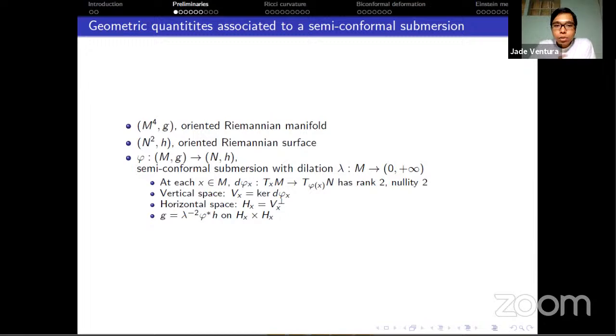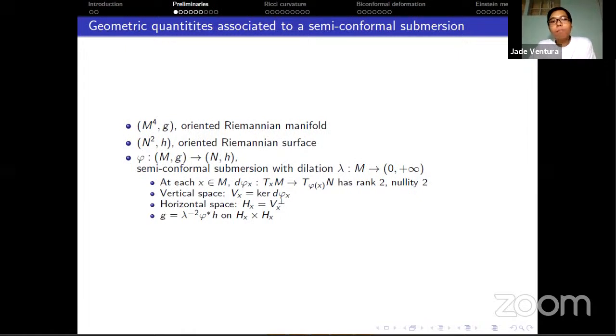Nullity 2 means that the kernel of this map, which we denote by V sub x, has dimension 2. We call that the vertical space. And then the orthogonal complement of that, which we denote as H sub x, we call the horizontal space. So we have this decomposition of the tangent space at x as a sum of the vertical space and the horizontal space.